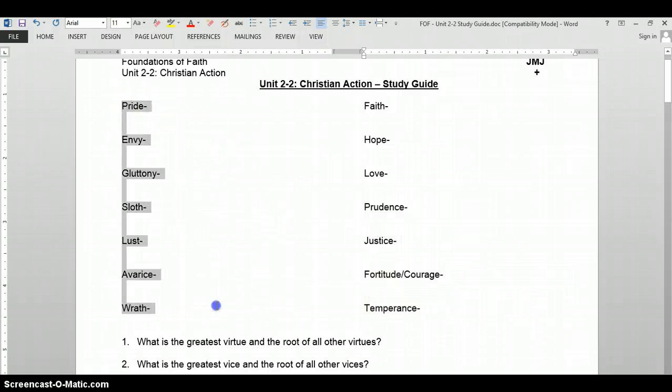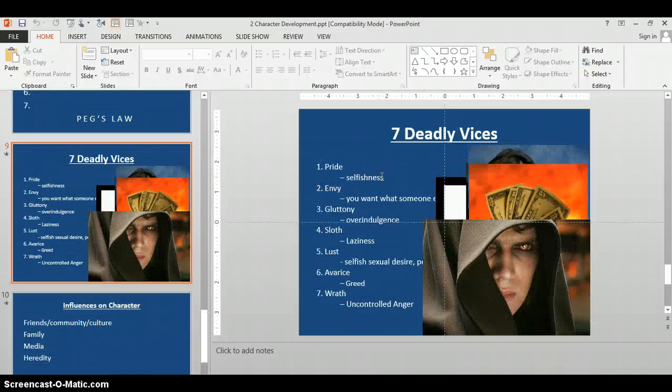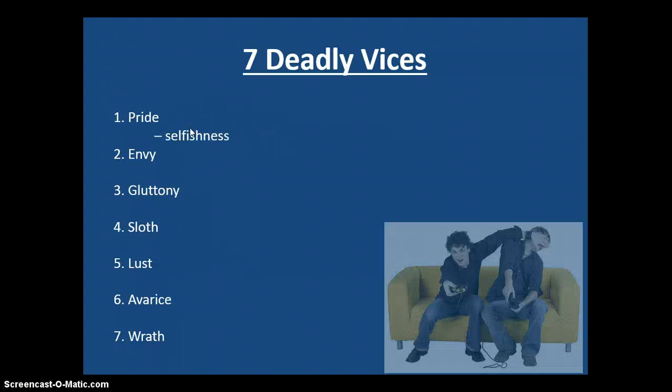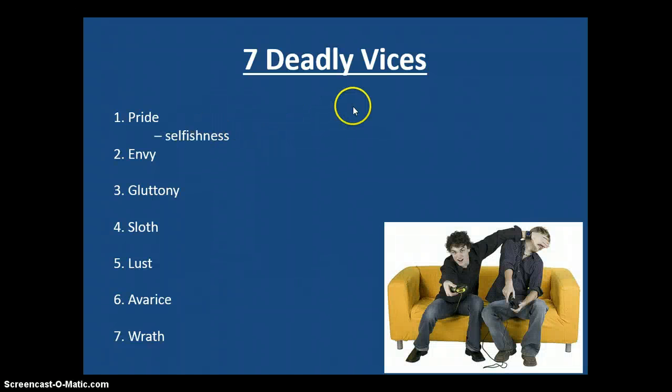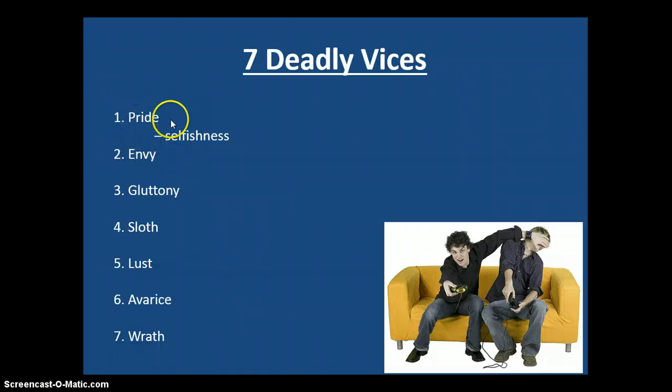Over here you have the 7 deadly sins or the 7 deadly vices, and you can remember those by Pegg's Law, P-E-G-S-L-A-W. But let's go through them. So first of all, the 7 deadly vices. Pride is selfishness. No, we're not talking about healthy self-confidence sort of pride. We're talking about a selfish pride. And pride is the root of all the other vices, because they're all based in selfishness.